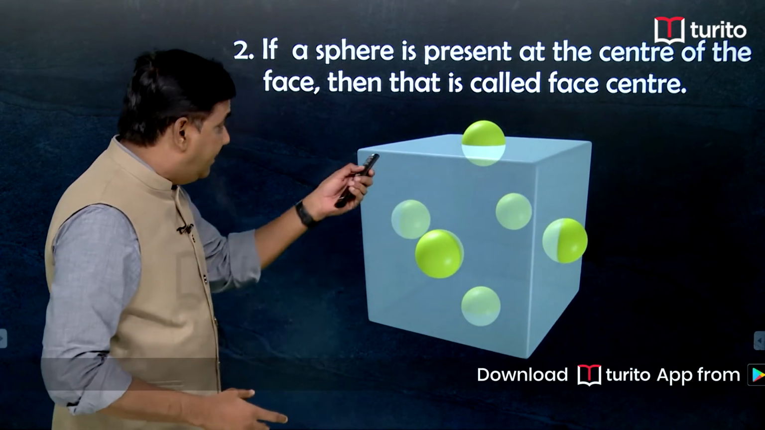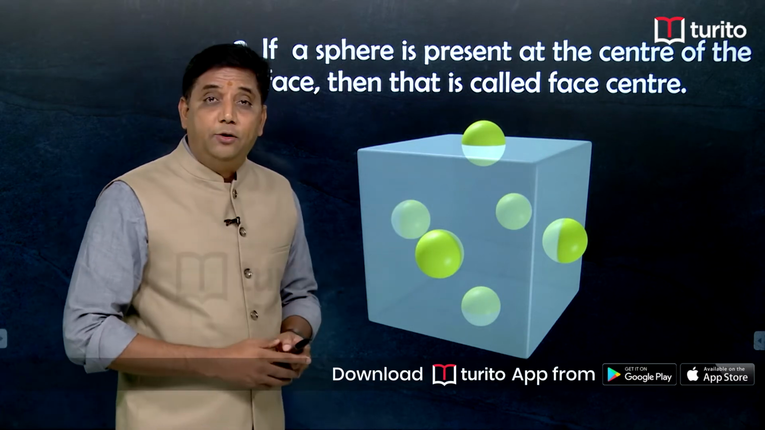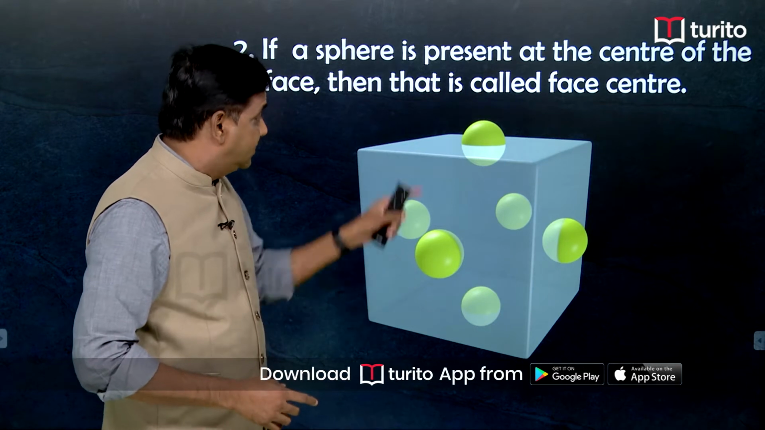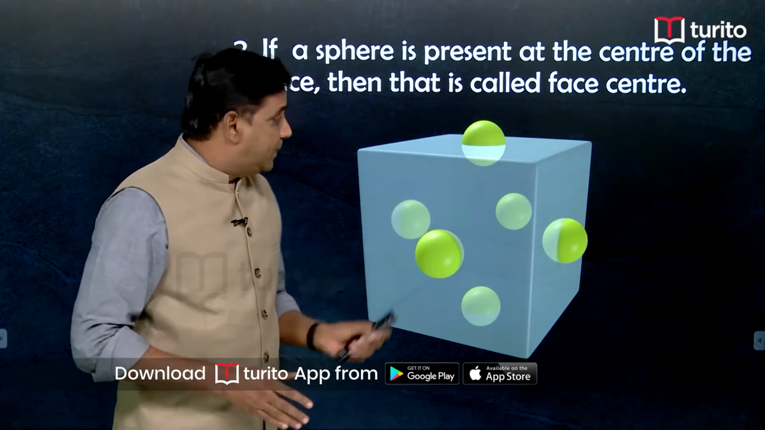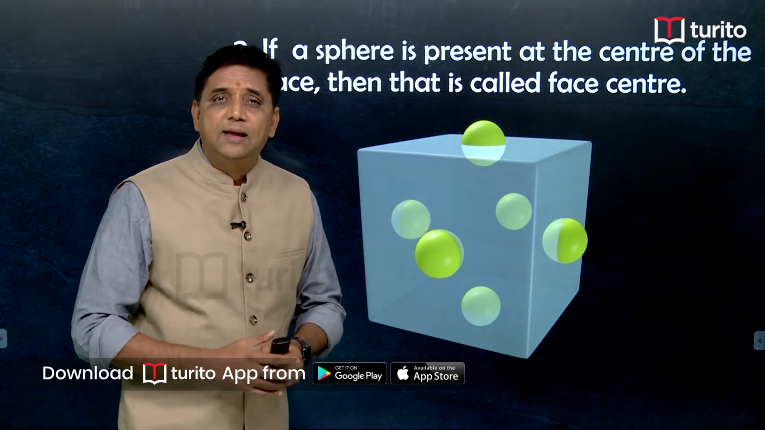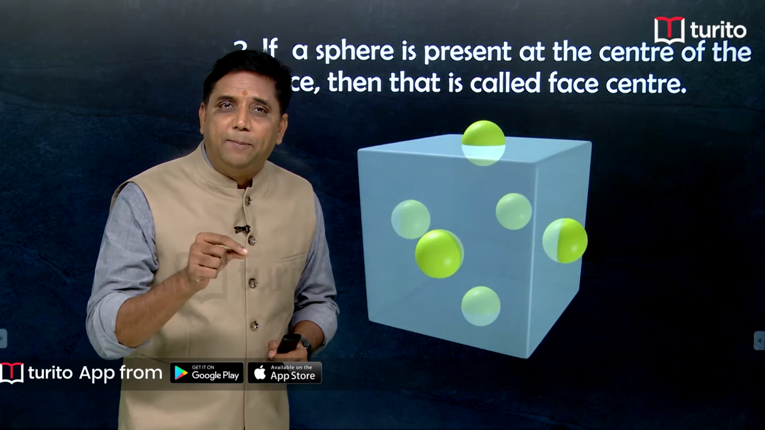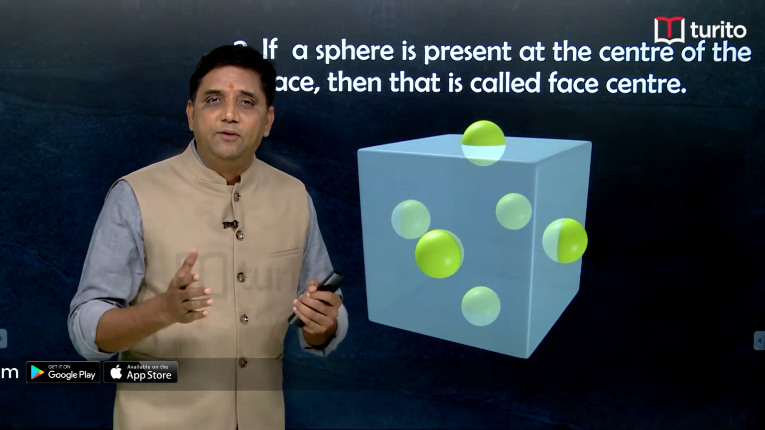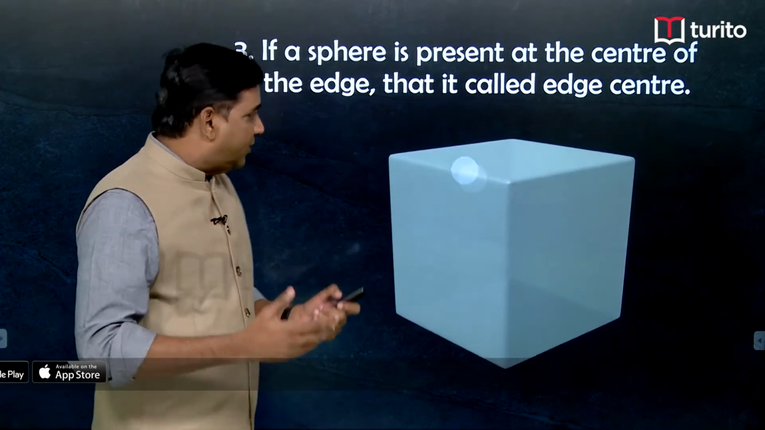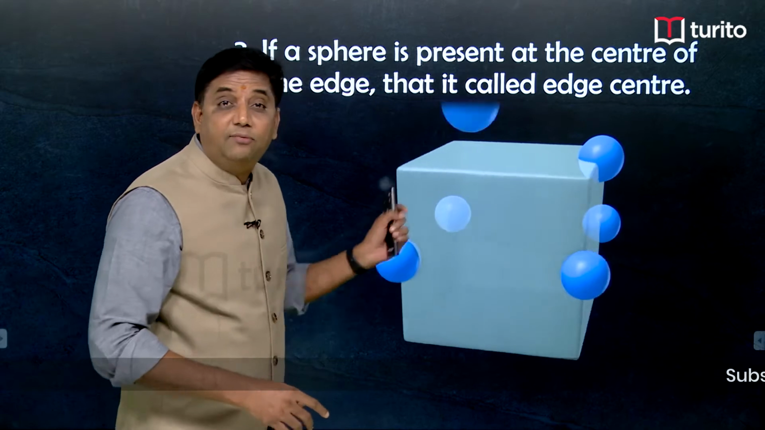If it is present at the face center, the center of the face, see here, this cubical unit cell contains 6 face centers: 1, 2, 3, 4 and 5, 6. And if it is present at the center of the face, then this is called face center. So, a sphere can be present at the center of the face, therefore that position is known as the face center. Apart from the face center, a sphere can be present at the center of the edge.